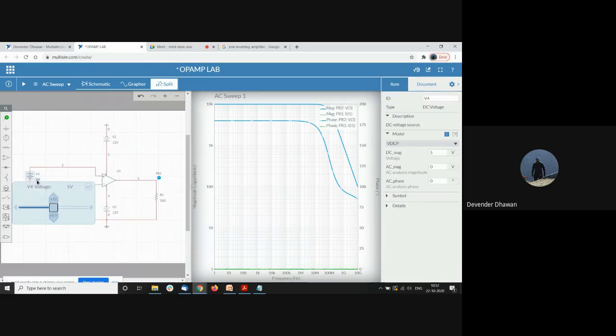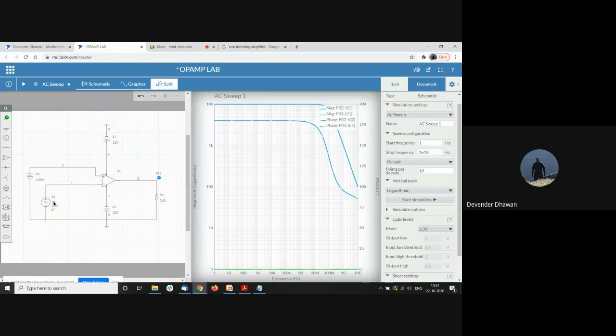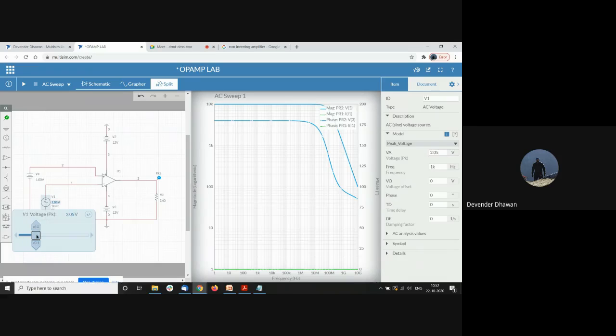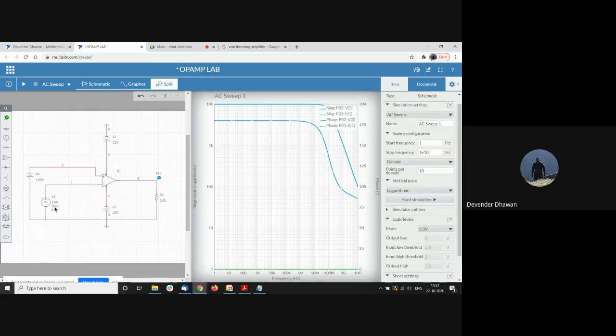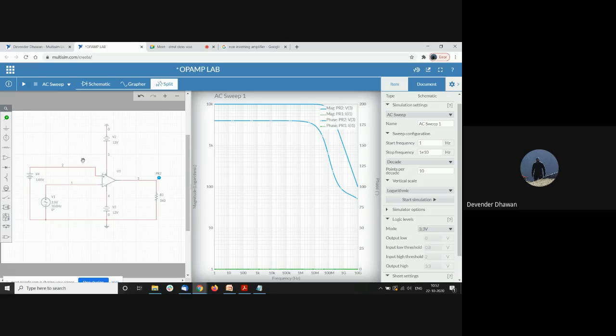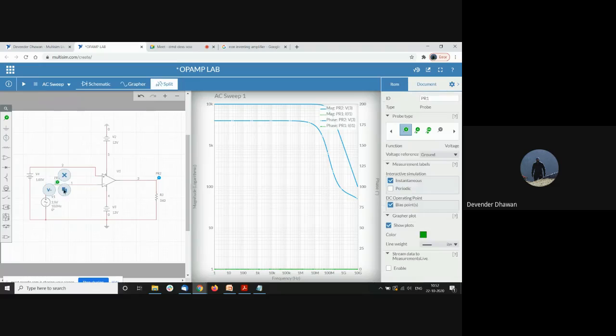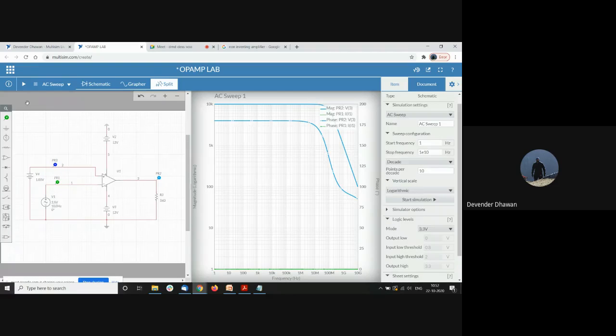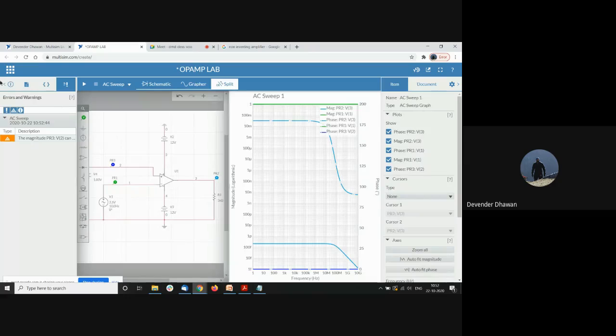Okay, now this reference voltage, let me make 1 volt. And this let me make 2.5 volt. And the frequency, let me change it to 10 hertz. Okay, so now I will apply my voltage input probe here and another here. Okay, running the simulation.